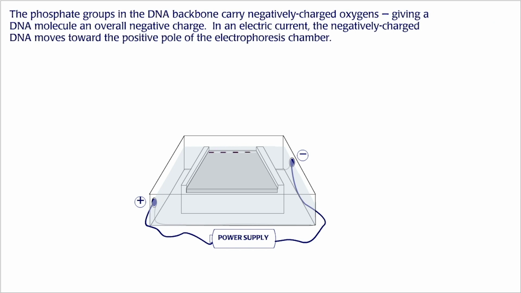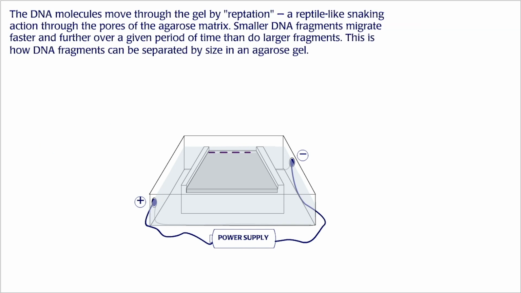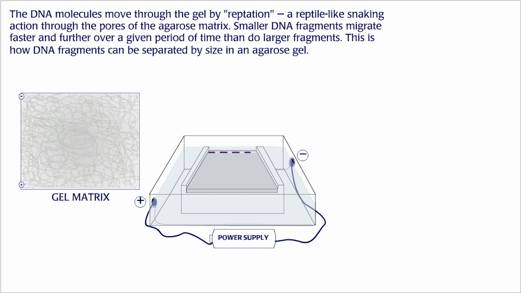The phosphate groups in the DNA backbone carry negatively charged oxygens, giving a DNA molecule an overall negative charge. In an electric current, the negatively charged DNA moves towards the positive pole of the electrophoresis chamber. The DNA molecules move through the gel by reptation, a reptile-like snaking action through the pores of the agarose matrix.